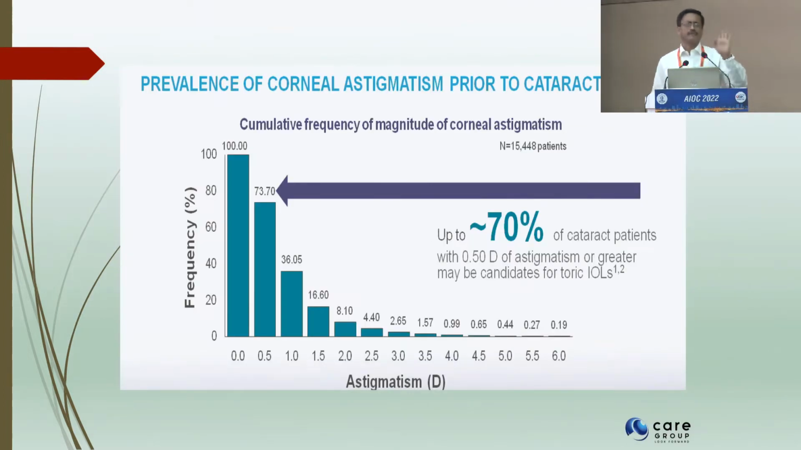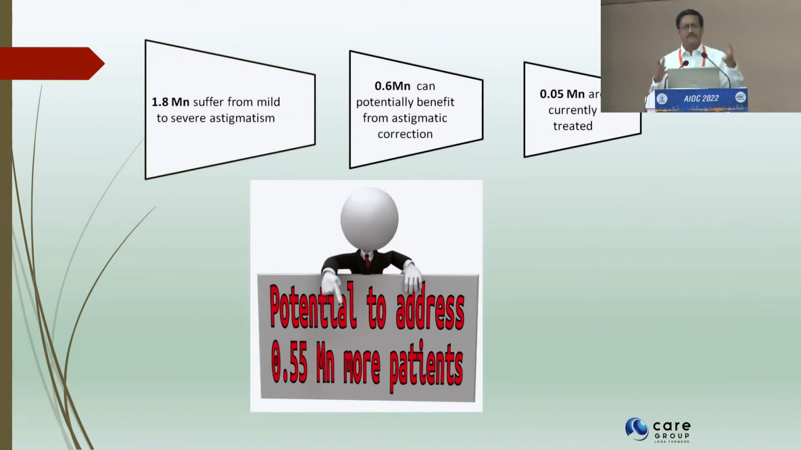Of the patients we operate on, 70% need some kind of astigmatic correction. So there's a huge potential for improving the refractive outcome of our regular patients by correcting the astigmatism, at least to some extent. That's why you have a whole bunch of companies bringing in toric lenses, normal toric lenses, trifocal toric lenses, and whatnot. So toric lenses are good for the patient.